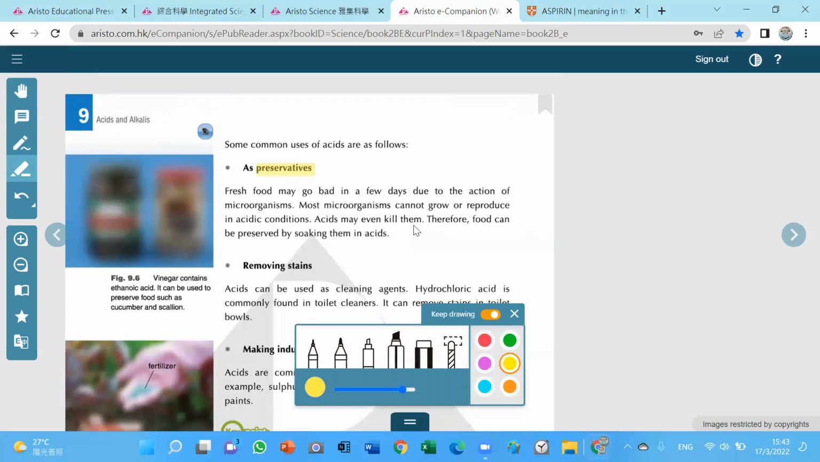So are you correct or not? The Chinese explanation means preservatives. Preservatives, OK. So there are the acids.